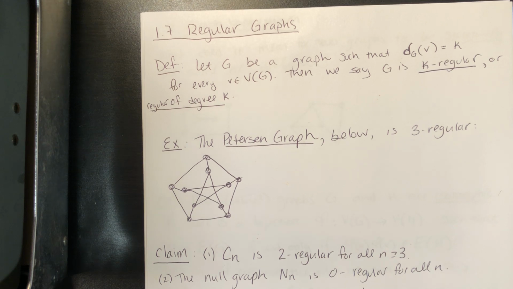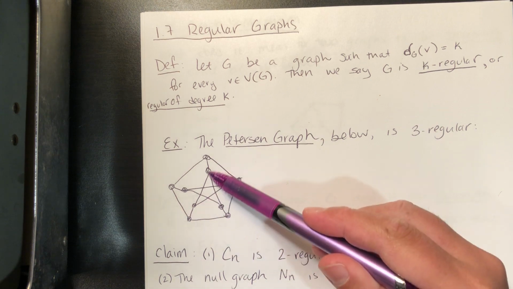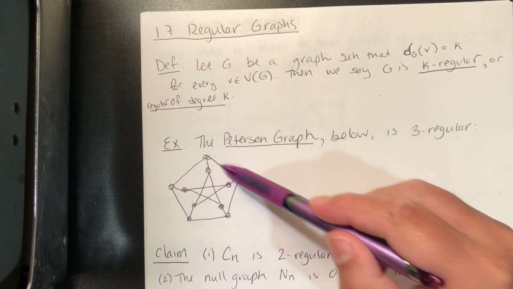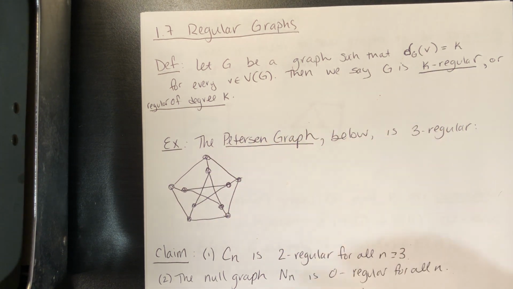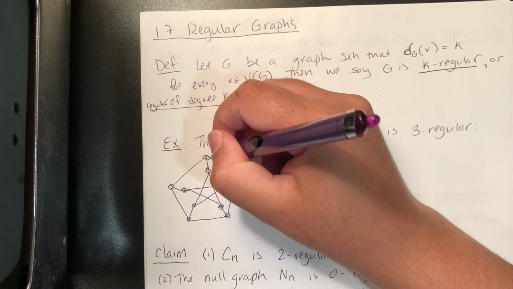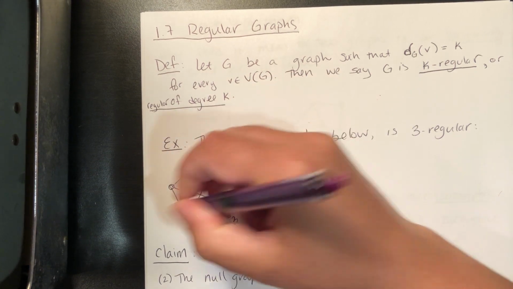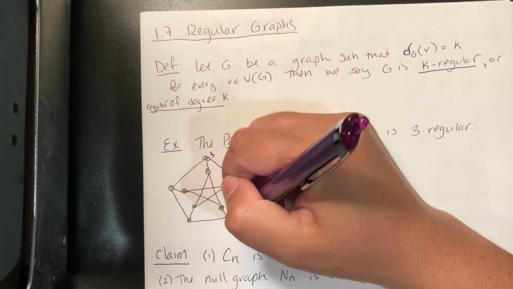Another classic example of a three-regular graph is the Petersen graph. This graph pops up in a lot of different examples in graph theory. It looks sort of like a pentagon or a 5-cycle with another 5-cycle around the outside, and the vertices paired up like this. We can see that the degree of every vertex is 3, so this is a three-regular graph of order 10 because there are 10 vertices.